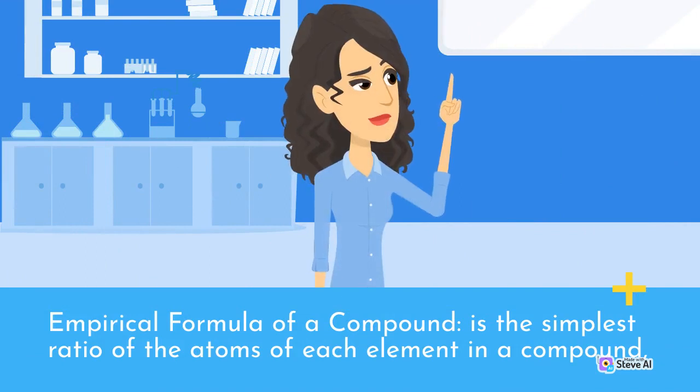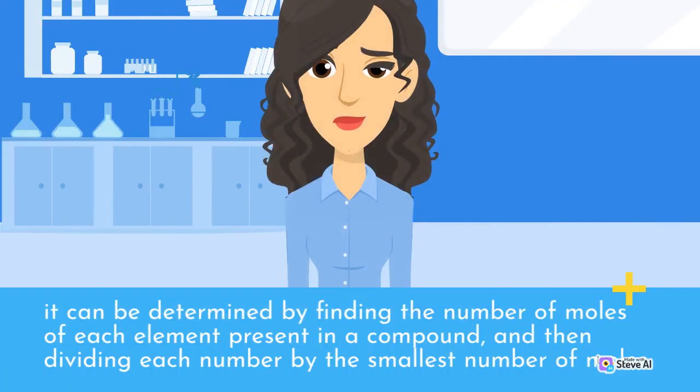Empirical formula of a compound is the simplest ratio of the atoms of each element in a compound. It can be determined by finding the number of moles of each element present in a compound, and then dividing each number by the smallest number of moles.